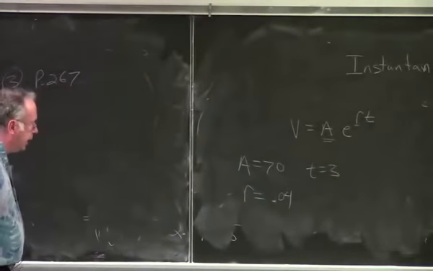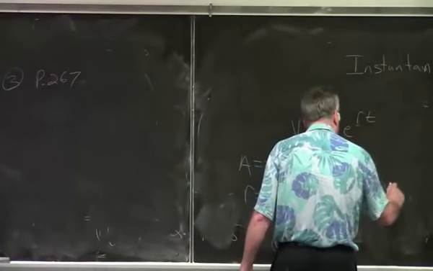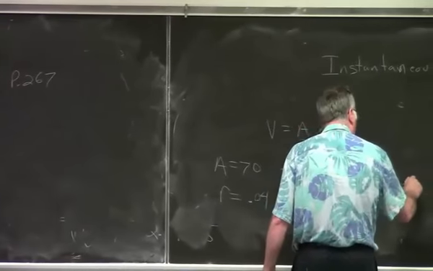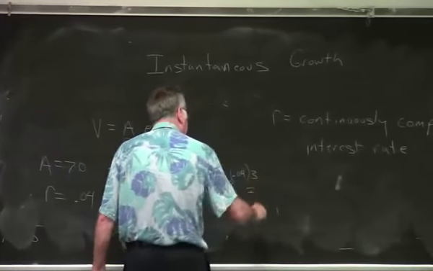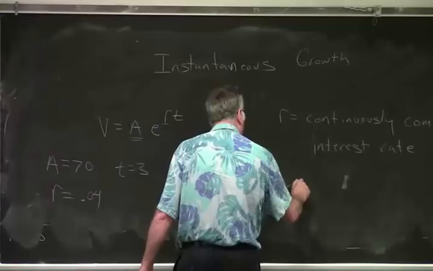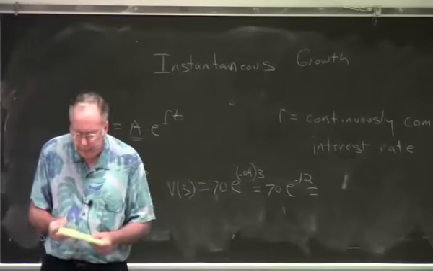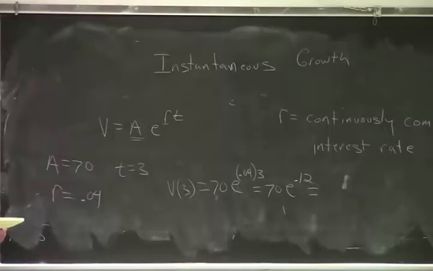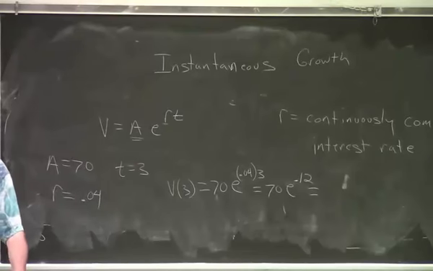So you just plug in and you calculate V of 3, which is going to be 70 times e to the 0.04 times 3, 70 times e to the 0.12 power. And what do you get when you do that calculation? Just give me to the nearest penny. Anybody? To the nearest penny, what is this going to be?